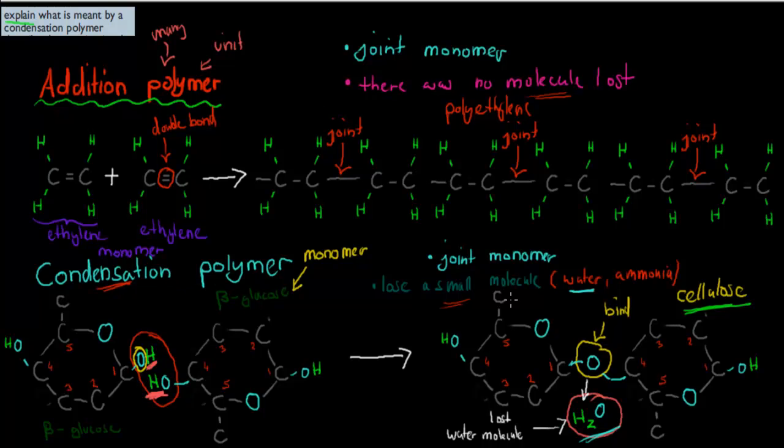Whereas in a condensation polymer, we have the monomers joined together, but we lose a small molecule, which is usually water, but it can also be ammonia. And in your HSC, you need to be able to explain both what a condensation polymer is and what an addition polymer is. It's good if you know the difference between the two. Hope that was useful.